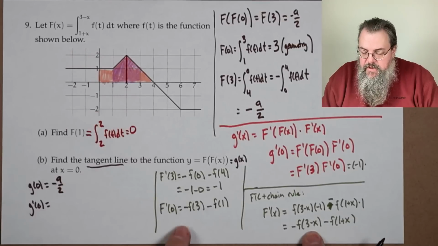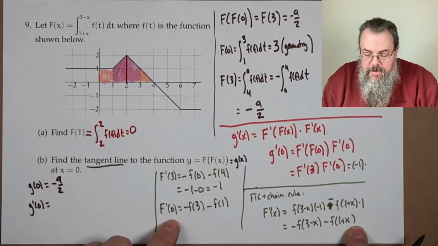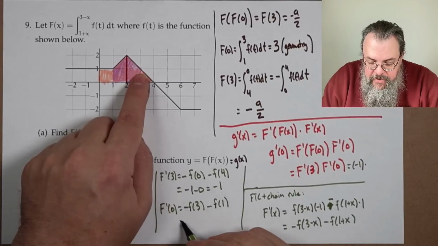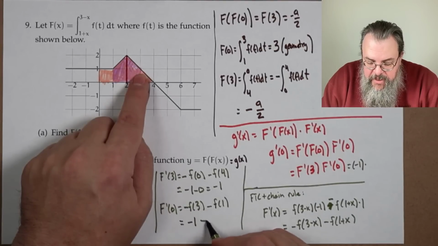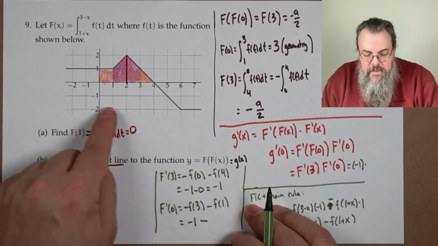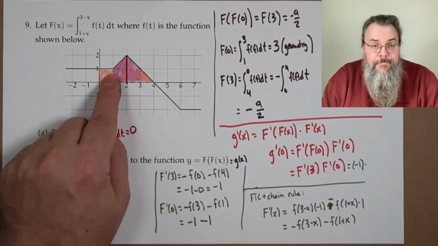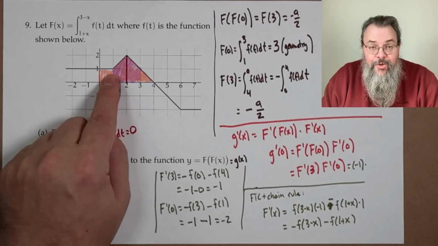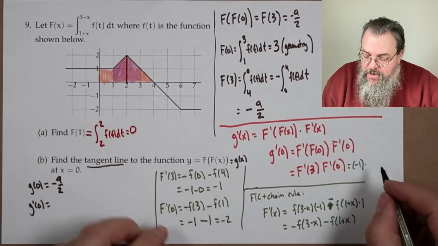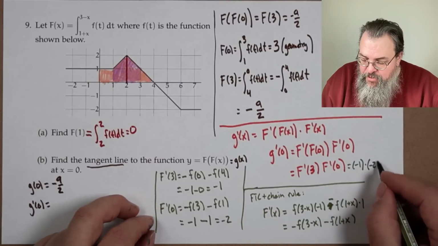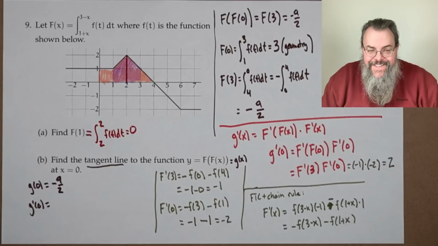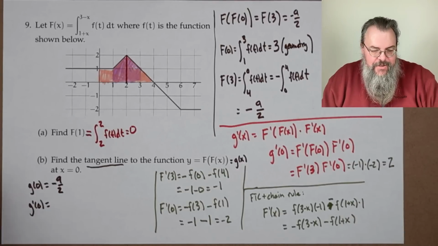Okay, that's what happens when we plug in 0. f of 3 and f of 1. Okay, f of 3 is 1, so that makes minus 1. Subtract. f of 1 is 1. Minus 1 makes minus 2. So we have minus 1 times minus 2, also known as 2. All right, so that's g prime of 0.